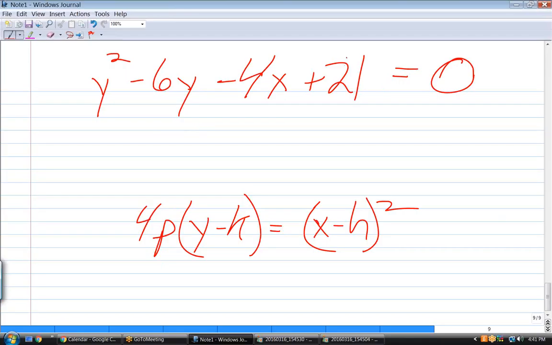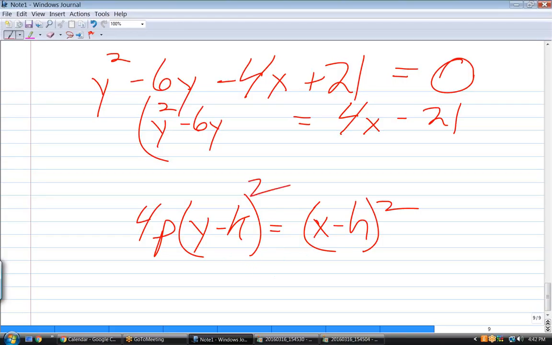Well, let's move all the numbers over. So I have y squared minus 6y, and I'm going to move the 4x over, like that. Always make sure you've never changed it. Hold on a second here. Okay, let me go back. I made a mistake here. In this case, that's the squared term. And the 4p always goes in front of the term that is not squared.